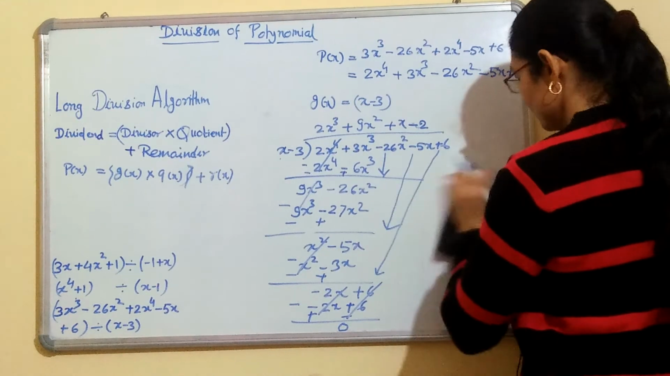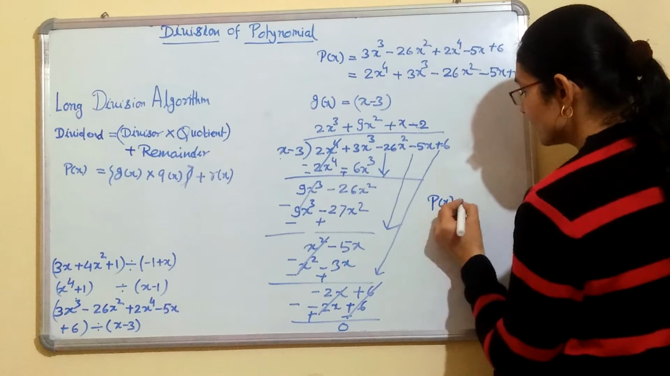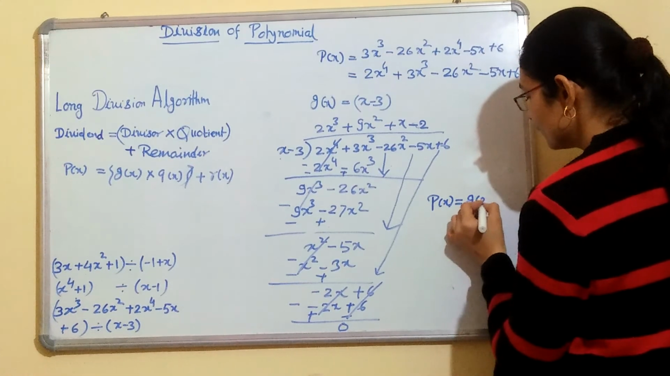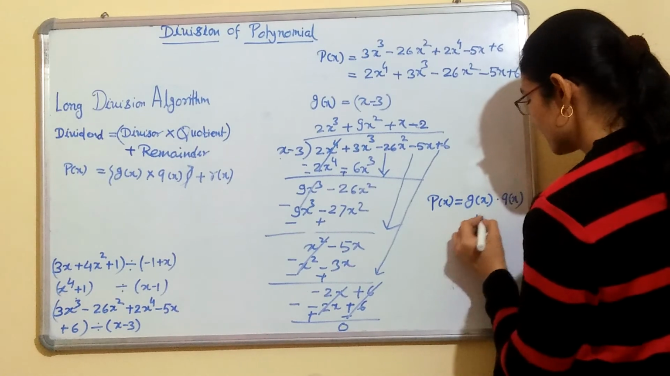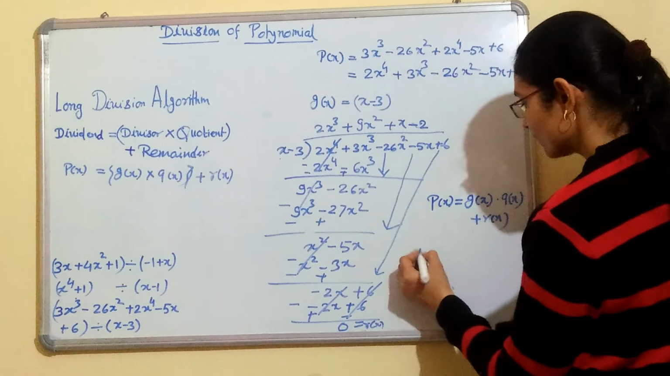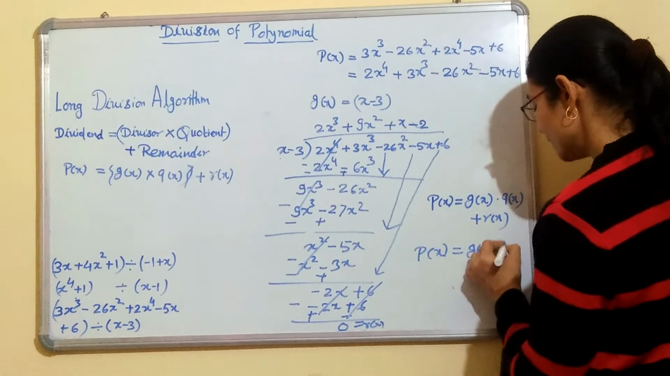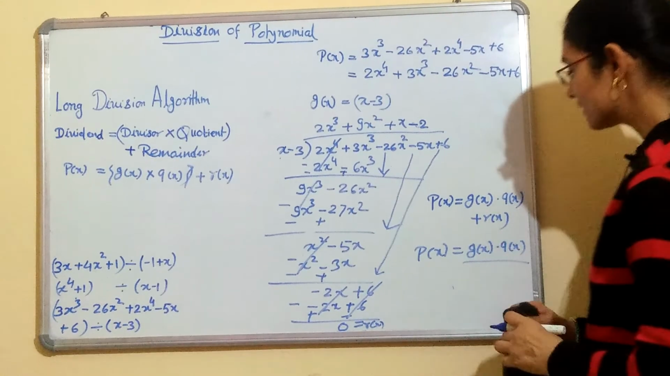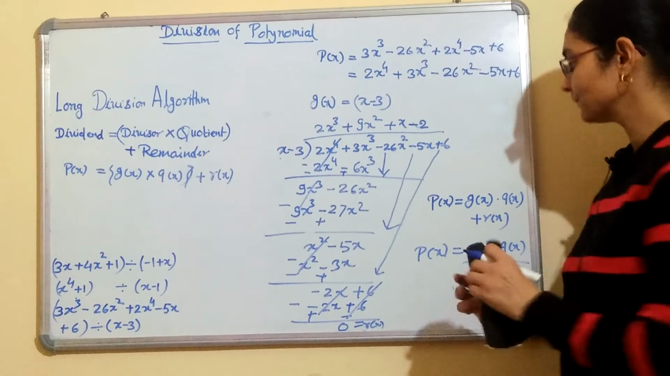That means we write p(x) is equals to g(x) into q(x) plus r(x), but r(x) is equals to 0, so we get p(x) is equals to g(x) into q(x). That means g(x) and q(x) are factors of p(x).